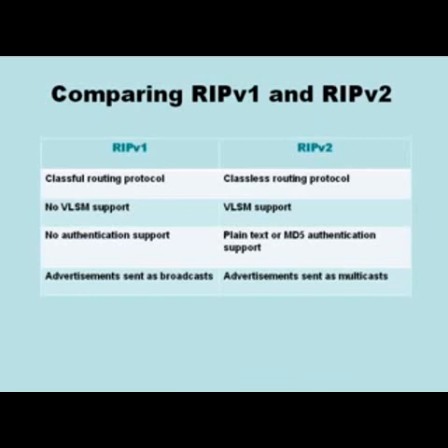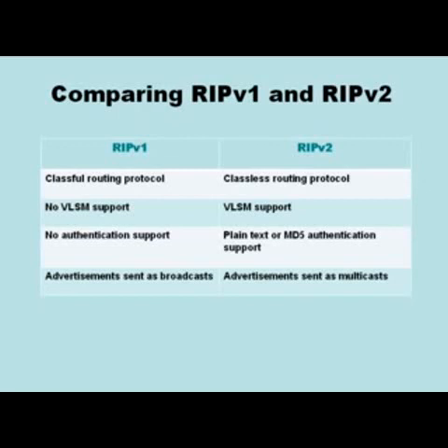We do not have that limitation with RIP version 2. It's a classless routing protocol, so it can carry subnet information as part of its routing advertisements. And as a result, RIP version 1 does not offer variable length subnet mask support or VLSM support, while RIP version 2 does offer VLSM support, where we can have different subnet masks applied to different subnets of the same major classful network.